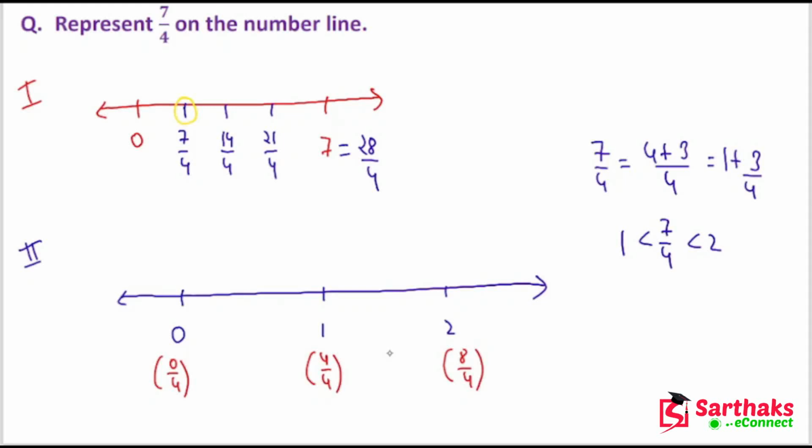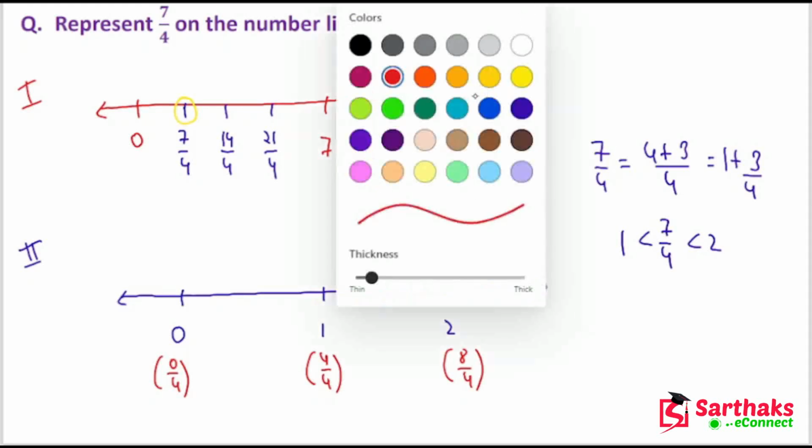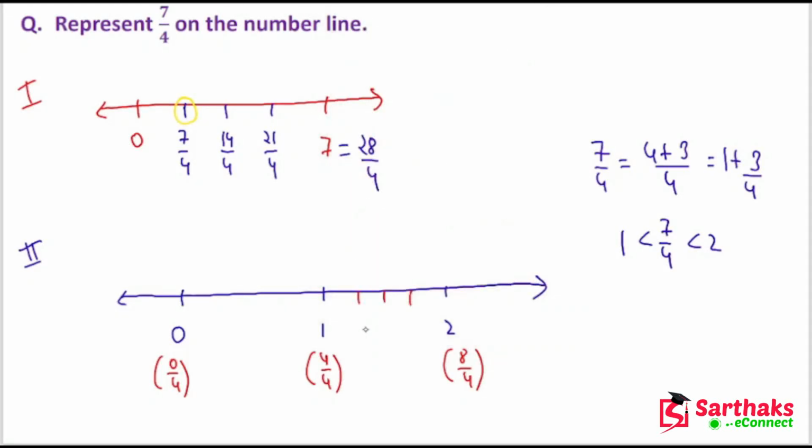So now we have already approximated that our 7 by 4 would lie between 1 and 2, and you can clearly see it. Between 4 and 8 there are 3 integers, 5, 6, 7. So we will get 3 numbers at equal distances. So you can mark like this. And in these 3 points, this is 5 by 4, 6 by 4 and 7 by 4. So this is your required rational number, right?